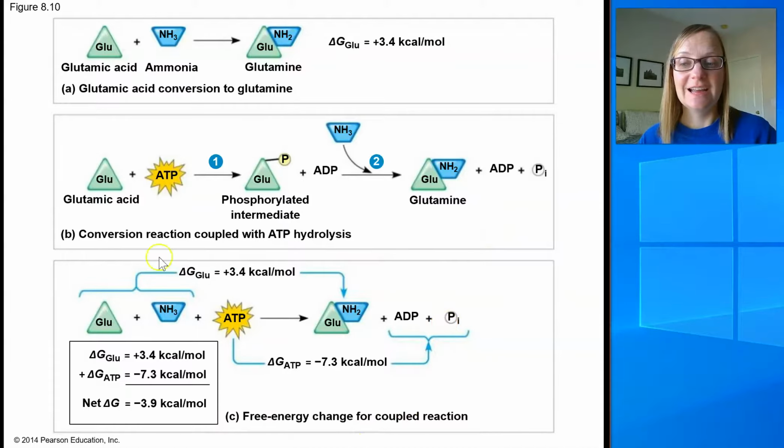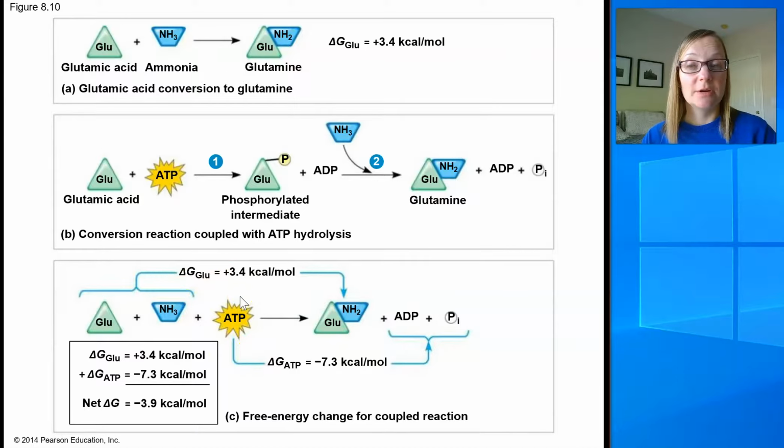Down here is the energy accounting. Let's see if this makes sense. So what this is telling us is if we want to link the glutamic acid and the ammonia together, this is an endergonic process to make the glutamine, and it requires 3.4 kilocalories per mole. So we got to pay for that. Okay, so we're going to use an ATP molecule.